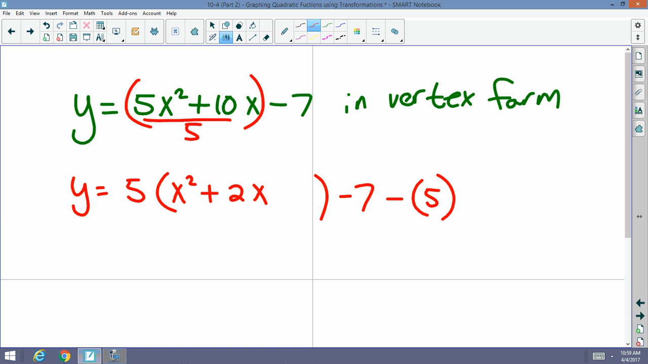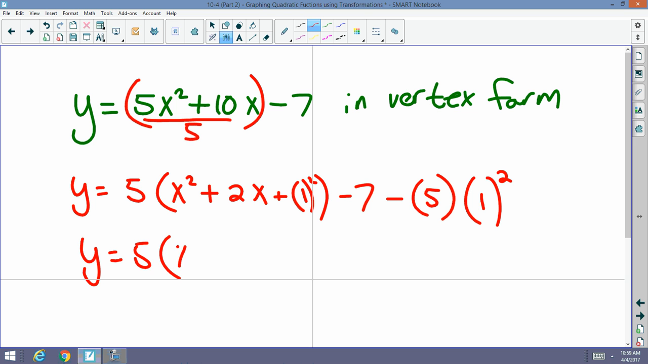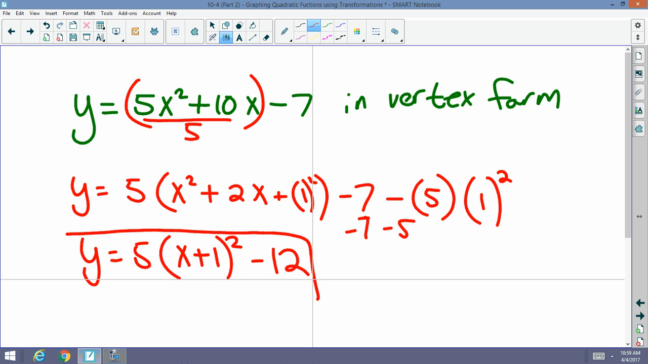Is everyone with me? Now complete the square. Plus b over 2 squared. 2 over 2 is 1, so 1 squared. I've got to multiply that by the a. Is everyone with me? And now it's Mickey Mouse time. 5 times x plus 1 squared. And then I've got negative 7 minus 5, so that's minus 12. And ding dong, the witch is gone.